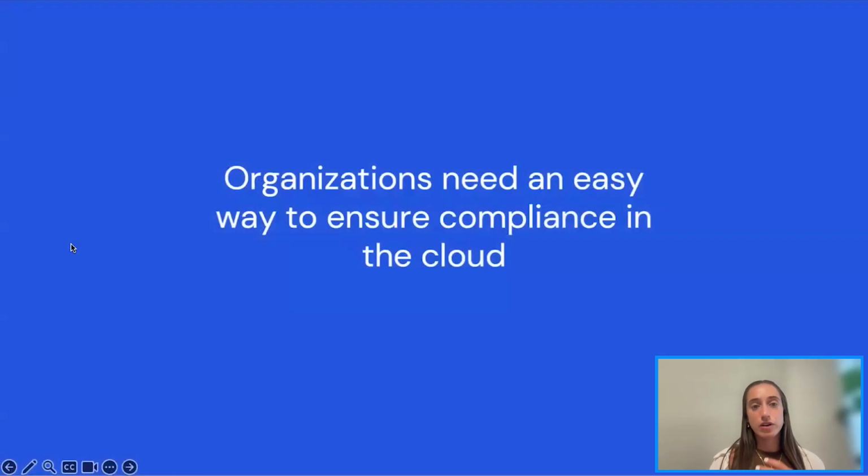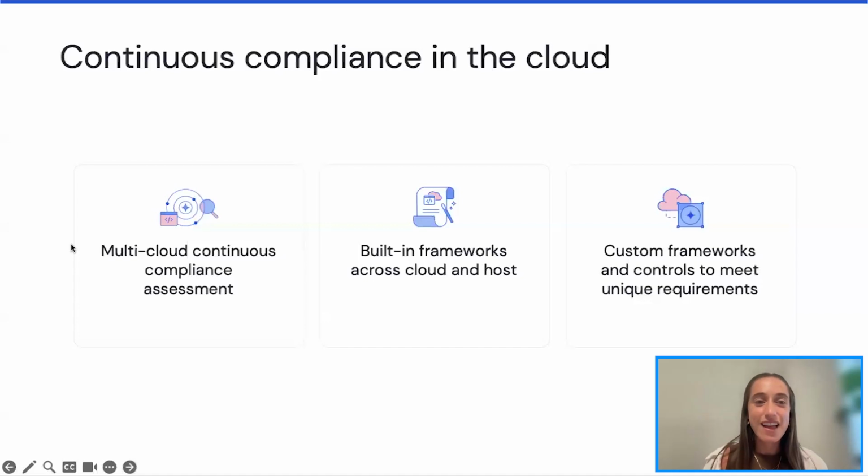So with that, we believe that organizations really need an easy way to ensure compliance in the cloud that really meets the requirements of the changing cloud environment. So when we look at compliance in the cloud, the three main pillars that organizations need to make sure that they have in place in order to meet those compliance requirements are, first of all, ensure that they're covered across their multi-cloud environment with continuous compliance assessment. So our cloud environment changes all the time and developers can go and launch new resources any minute. So we want to make sure that we're continuously assessing our environment to make sure that we're meeting compliance.